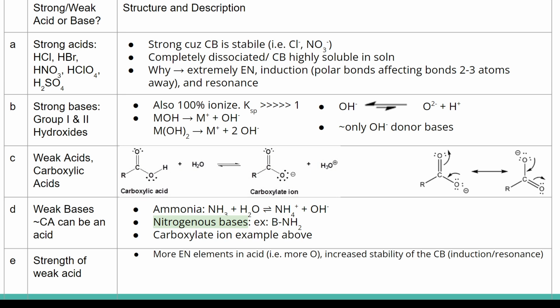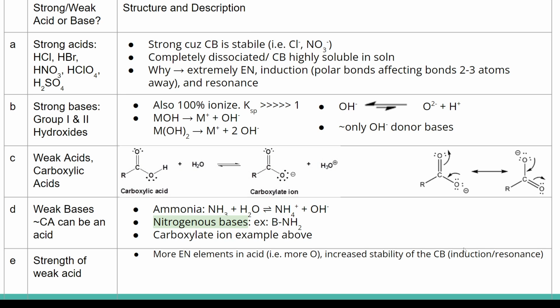And then strength of a weak acid. So this is probably the part that students forget or confuse. And so you want to think about electronegative elements. So we learned the electronegativity trend on a periodic table increases from left to right and then down up. So the most electronegative being fluorine, and we're ignoring the noble gases. And so in an acid, if you do have more electronegative elements in general, for this example I put here more oxygen atoms, then we can increase the stability of the conjugate base.